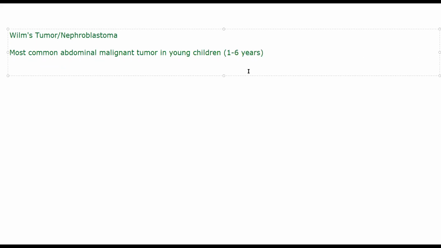So this is the most common abdominal malignant tumor in young children. All right, it occurs mainly amongst the age group of 1 to 6 years, and it is basically an embryonic tumor derived from primitive components, primitive renal epithelium or mesenchymal components.